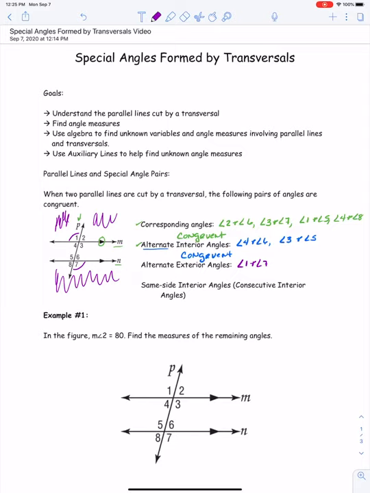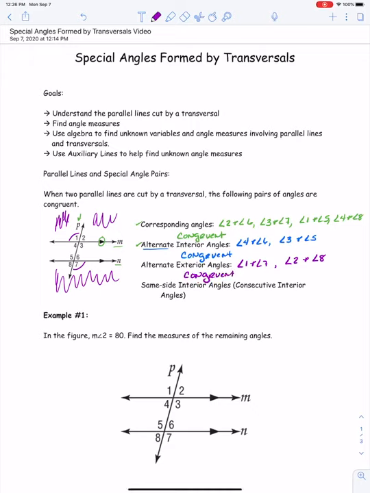Pause the video here and see if you can find the other pair of alternate exterior angles. Hopefully you were able to find the next pair, which would be angle 2 and angle 8. These are my alternate exterior angles. Again, these angles are special because they are congruent.